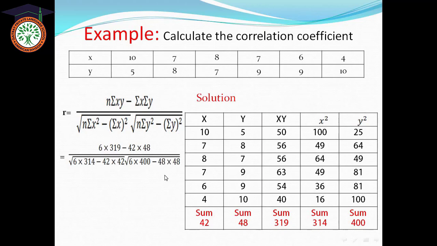By using the calculator to calculate R, we get negative 0.59. This is the correlation coefficient, R. And also you can say the type of the correlation from the value here. It's a negative value, so the type is inverse correlation.